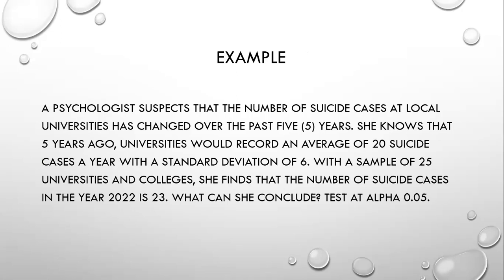A psychologist suspects that the number of suicide cases at local universities has changed over the past 5 years. She knows that 5 years ago, universities would record an average of 20 suicide cases a year with a standard deviation of 6. So with a sample of 25 universities and colleges, she finds that the number of suicide cases in the year 2022 is 23. What can she conclude? Test at alpha 0.05.